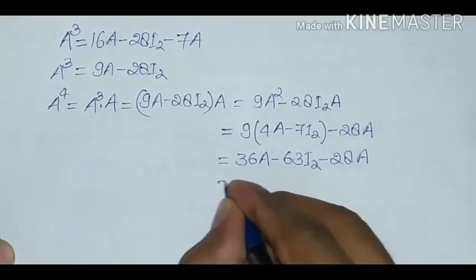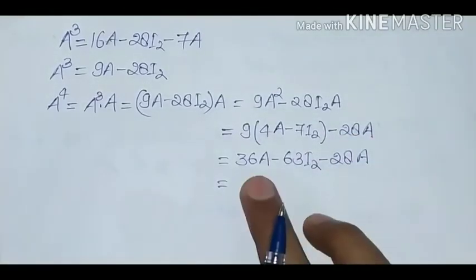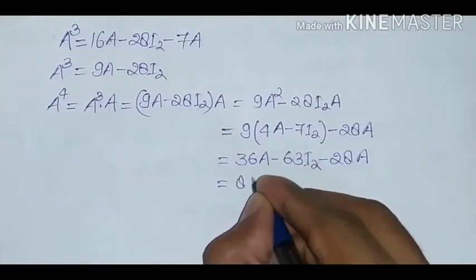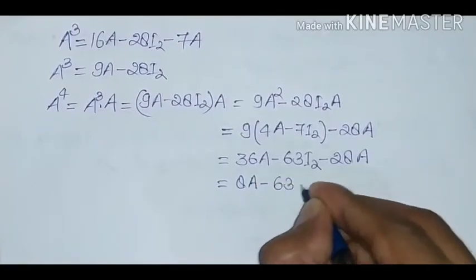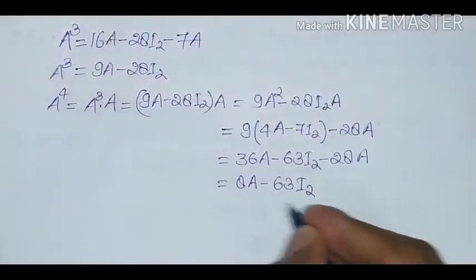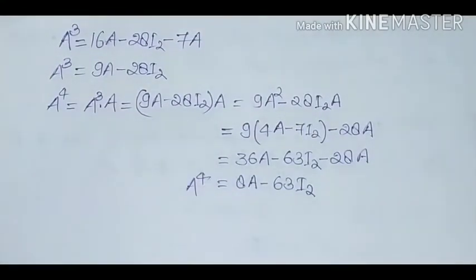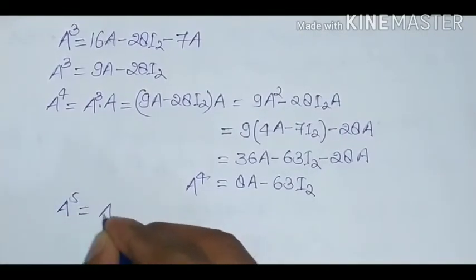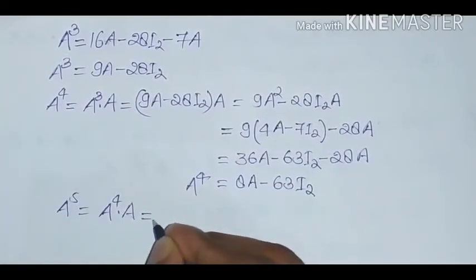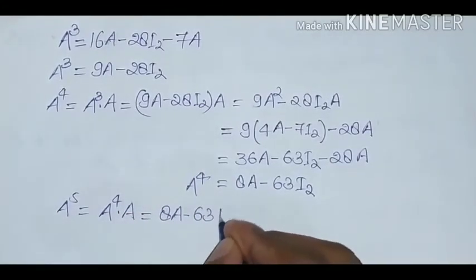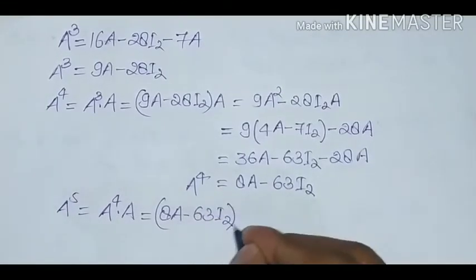Here it will be 36a minus 28a, which will be 8a minus 63 I2. Now this is the value of a to the power 4, and we have to find the value of a to the power 5. Now a to the power 5 equals a to the power 4 into a. The value of a to the power 4 is 8a minus 63 I2, into a.